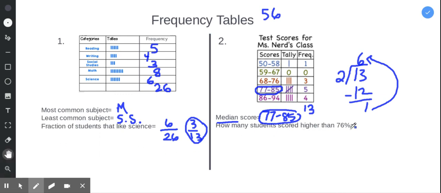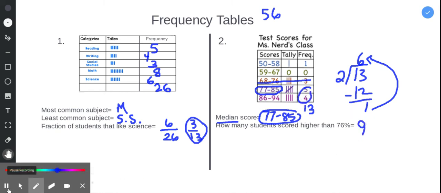How many students scored higher than a 76? So it can't be these because those are middle of 76. So it has to be up here. So I would have my 5 plus 4, which would give me 9. And that's how you would read a frequency table.